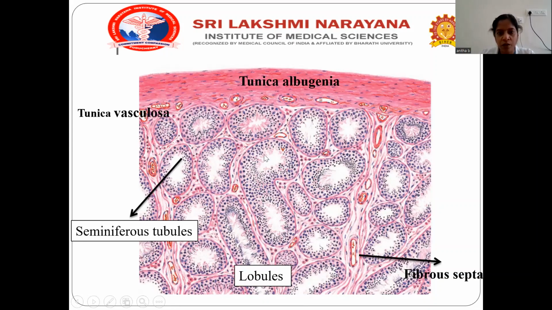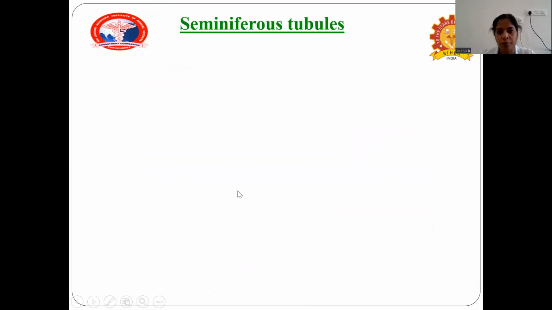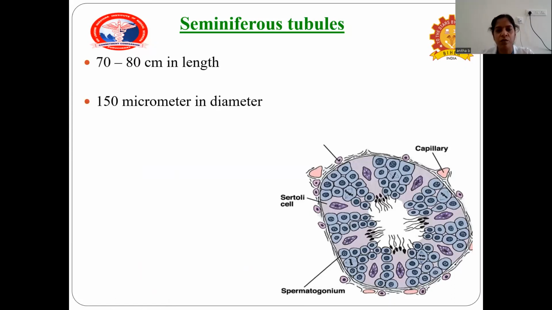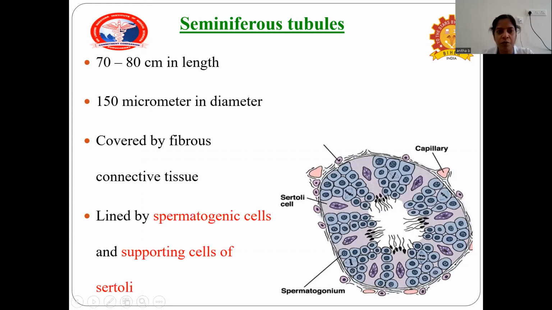We are going to see about the seminiferous tubules individually, and also about the interstitial tissue. In between seminiferous tubules, some tissues are there. That also we are going to study now. First we'll see about the seminiferous tubule. A seminiferous tubule is around 70 to 80 centimeters in length and 150 micrometers in diameter, and it is covered by fibrous connective tissue.